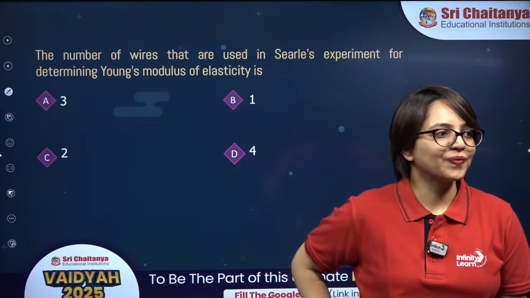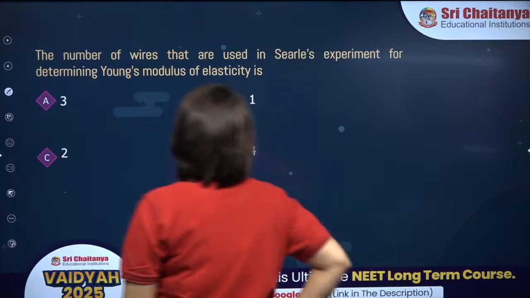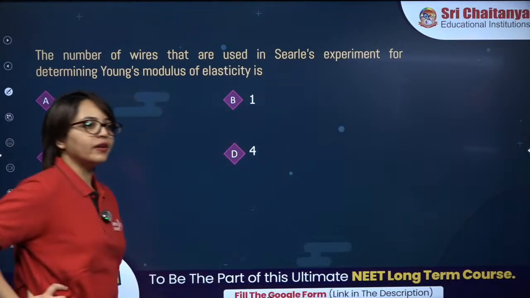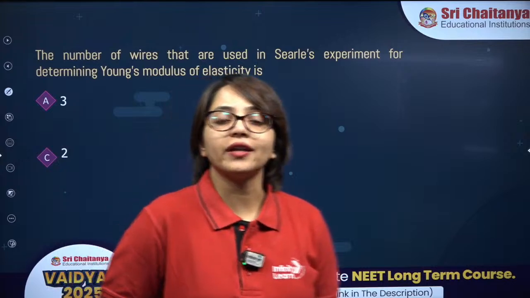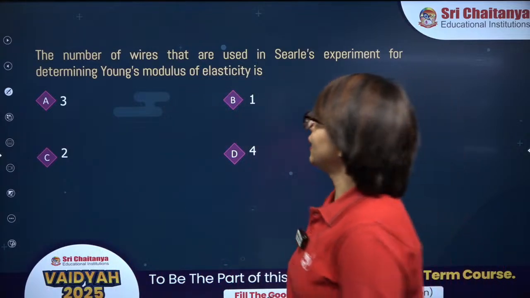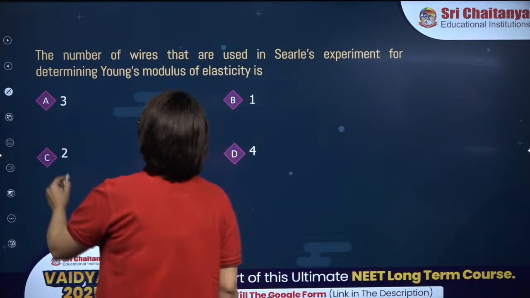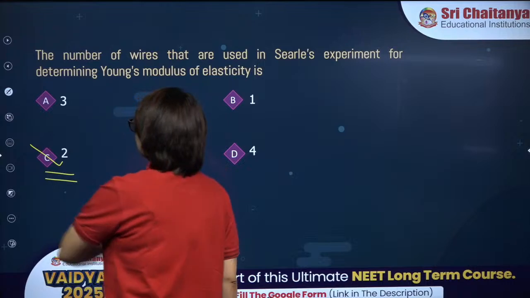Option C. We use 2 wires. One is the reference wire, and the second wire is the wire of which we are determining Young's modulus of elasticity. So, the correct answer is option C.